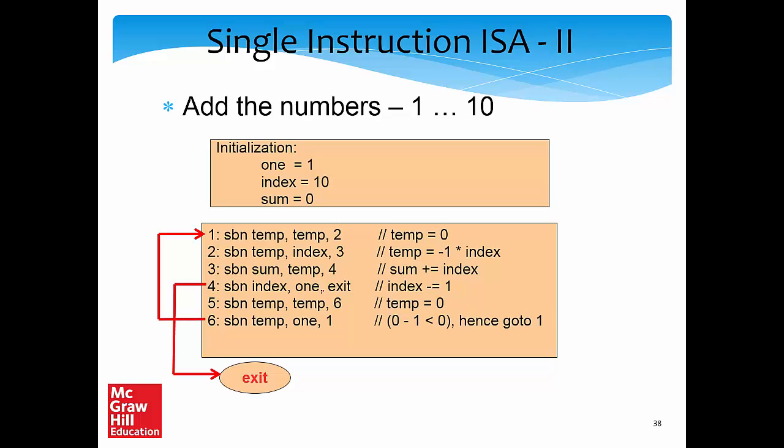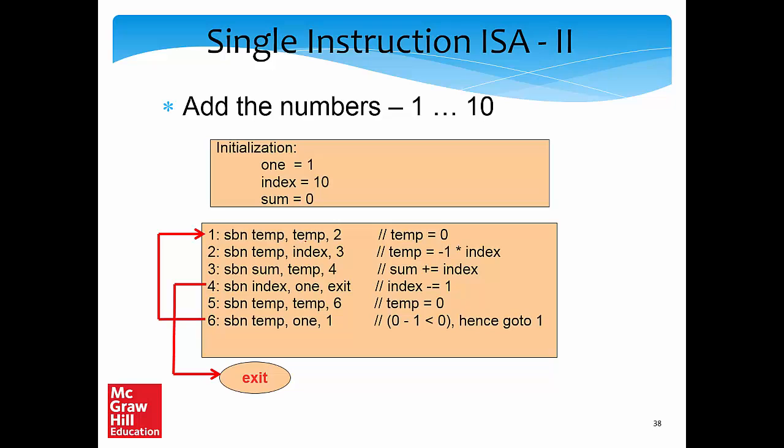So let's discuss one more example, which is to add the numbers from 1 to 10. A simple arithmetic progression series is being added. Let's assume that the following variables have the following values to begin with. One, as the name suggests, contains 1. Index contains 10, and the sum is 0. Writing a program to add numbers from 1 to 10 is actually very easy in such an instruction set. All that it requires is only 6 lines, and here is how it works.